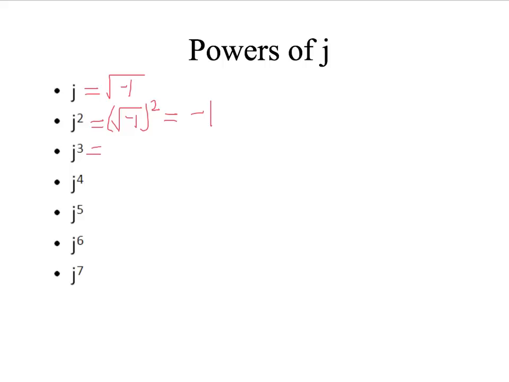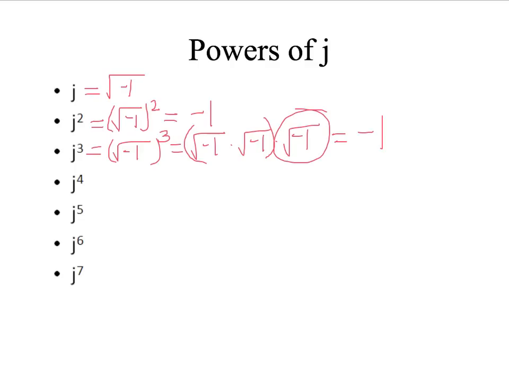J to the third power, so the square root of negative 1 to the third power, is the square root of negative 1 times the square root of negative 1 times the square root of negative 1. This piece is the same as j squared, which is negative 1. And then this piece, the square root of negative 1, is just j. So negative 1j, or just negative j.